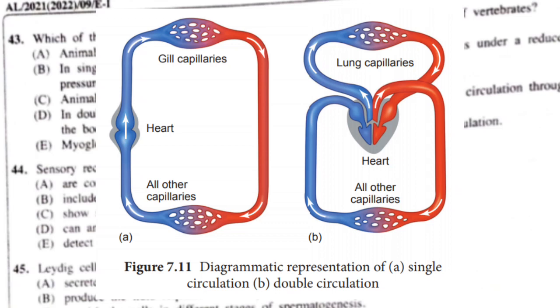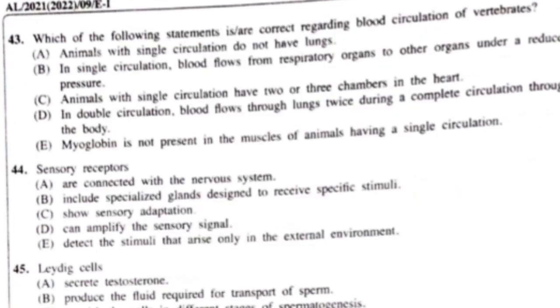Also in animals that show single circulation, they don't have lungs but they have other structures like gills. An example is fish. Then about double circulation, those animals will have 3 or 4 chambers in the heart, and basically the definition is that in one complete circulation around the body, blood passes through the heart twice. So statements A and B are correct. Statement C is wrong because in single circulation only 2 chambers are there. Statement D is wrong. It should be twice through the heart, not through the lungs. Statement E is wrong because myoglobin is found in all vertebrates.